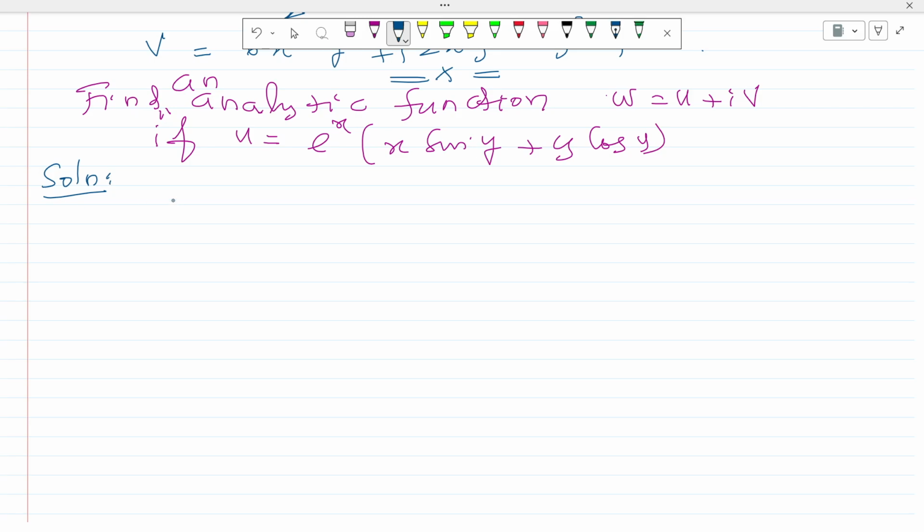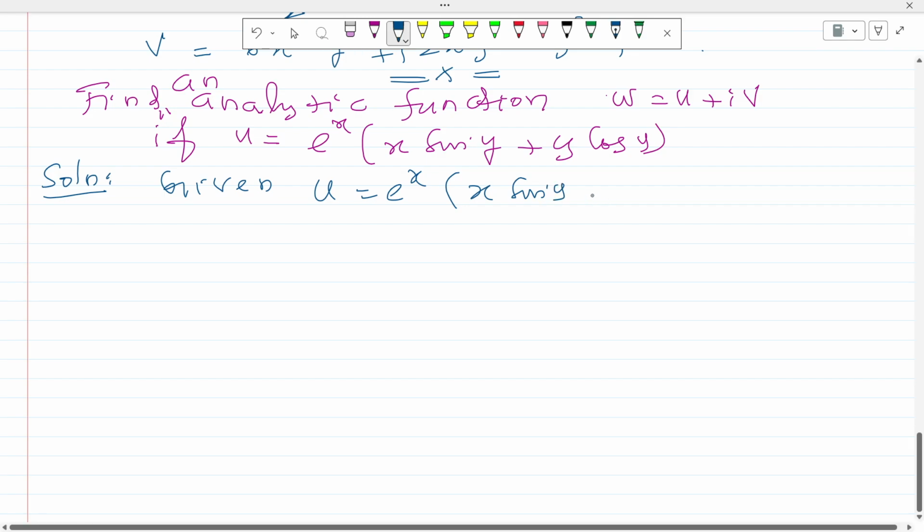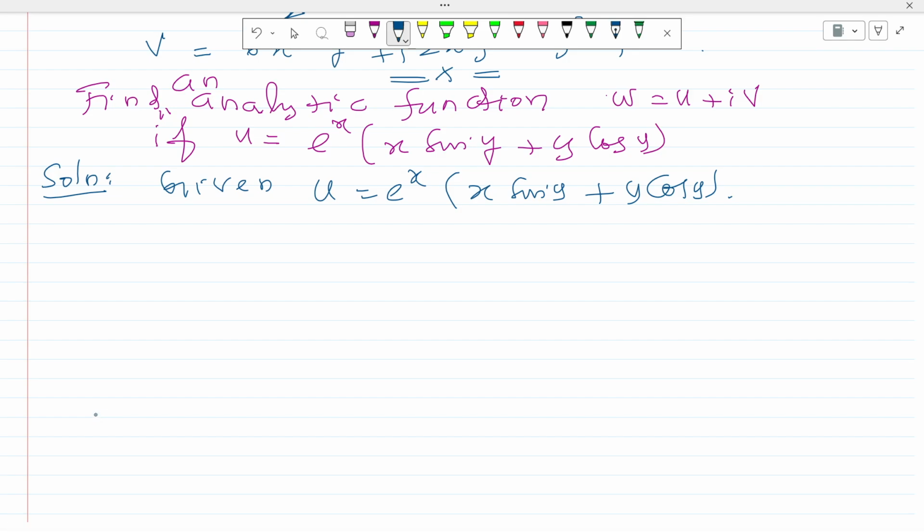Given u equal to e power x, x sin y plus y cos y. Here also the real part is given. You have to find f of z only. No need to find v, because there is no such question here. No need to prove it is harmonic, no need to find the harmonic conjugate, because only one question is here. You have to find only f of z.